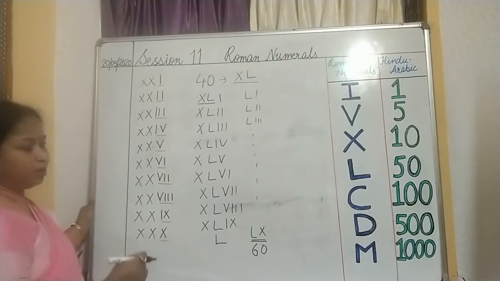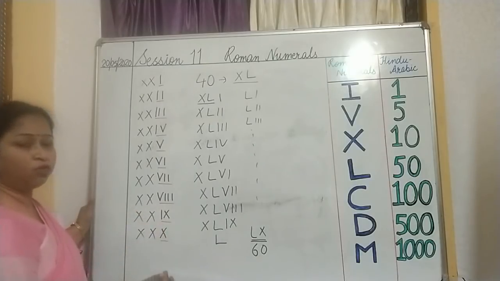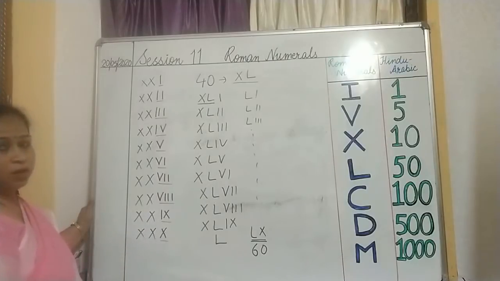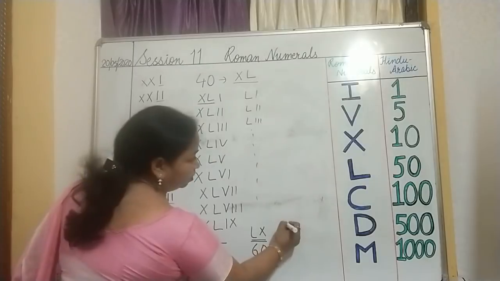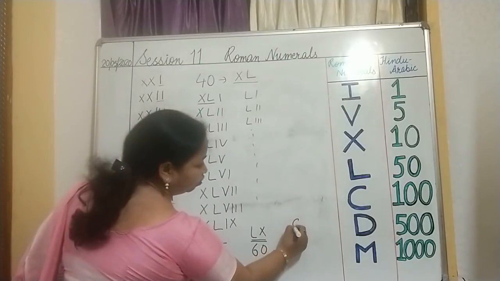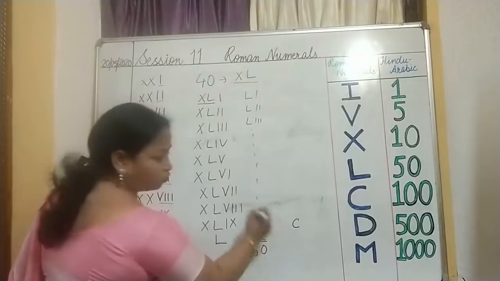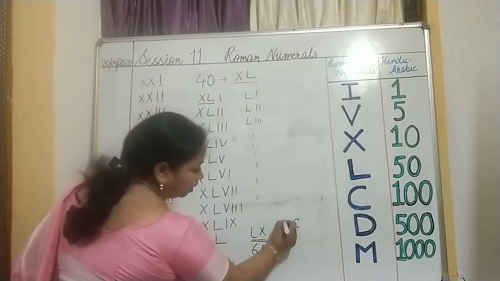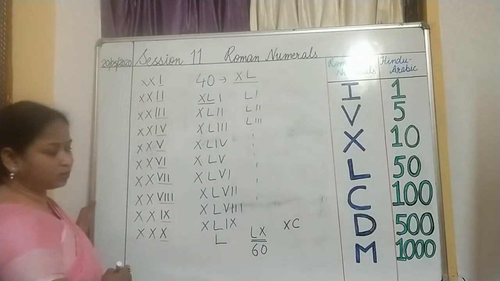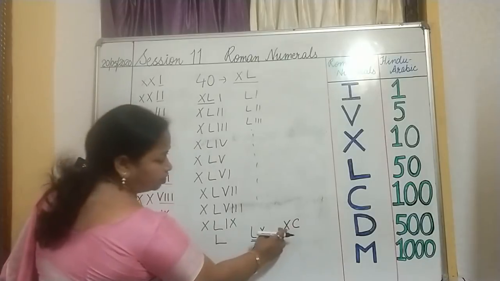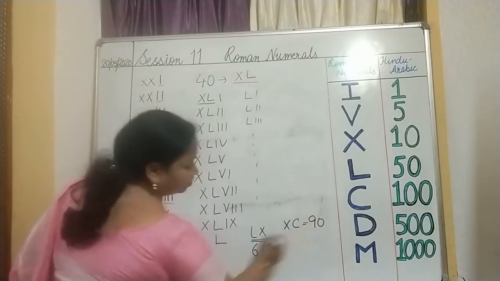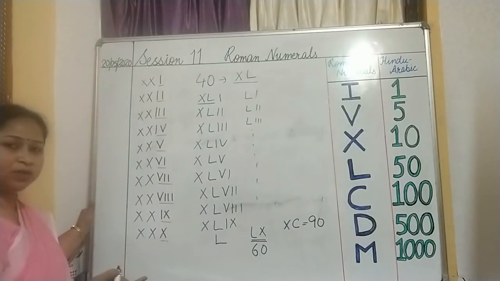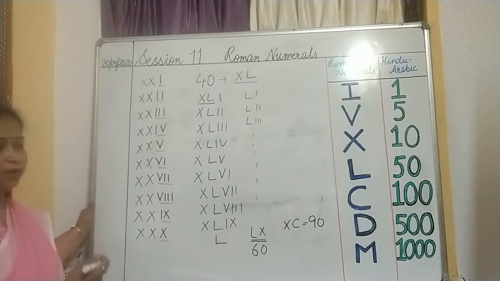Similarly, you can move on further and you can reach to, what is the value of C? 100. If I have to write 90, what will I do? I will just subtract, XC. So 100 minus 10, what will it be? 90. And then you have the series from 91 to 100.